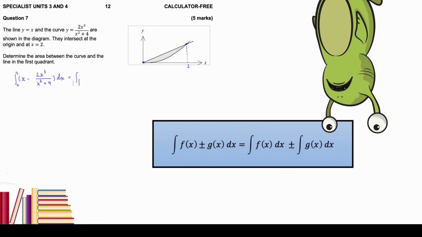Whenever we have an integral that looks like this, I always think it's a good idea to split up the integral into its parts. And so I'm going to rewrite this integral as the definite integral from 0 to 2 of x dx minus the definite integral from 0 to 2 of 2x cubed over x squared plus 4 dx.